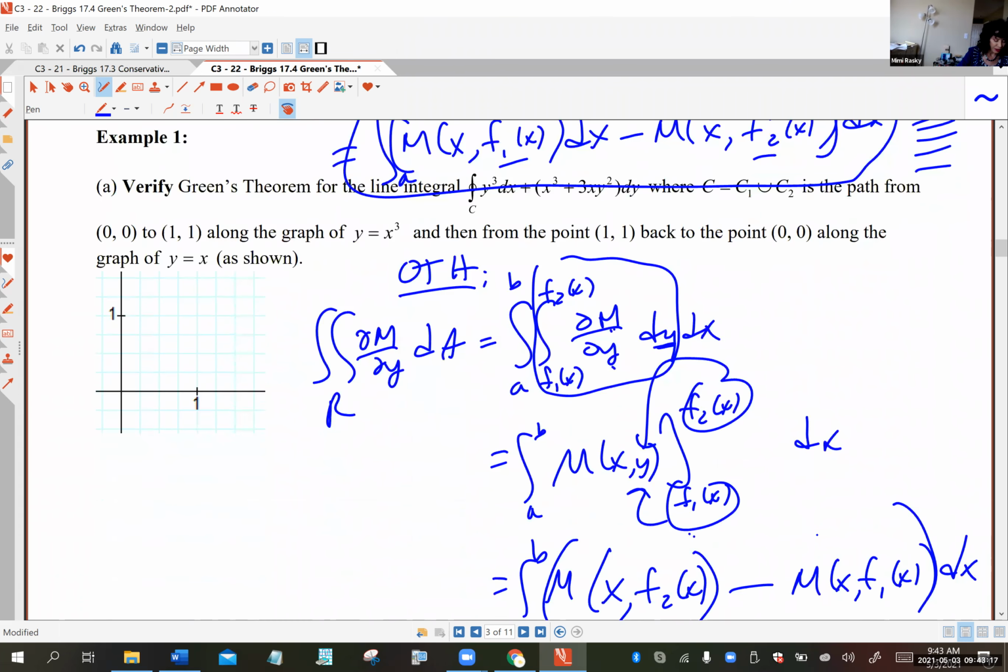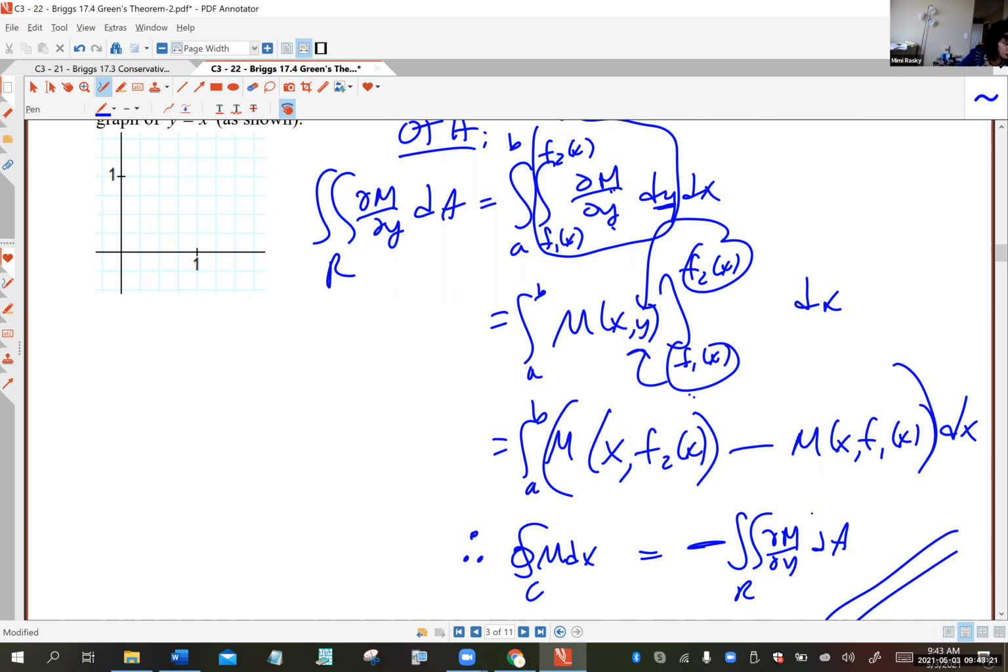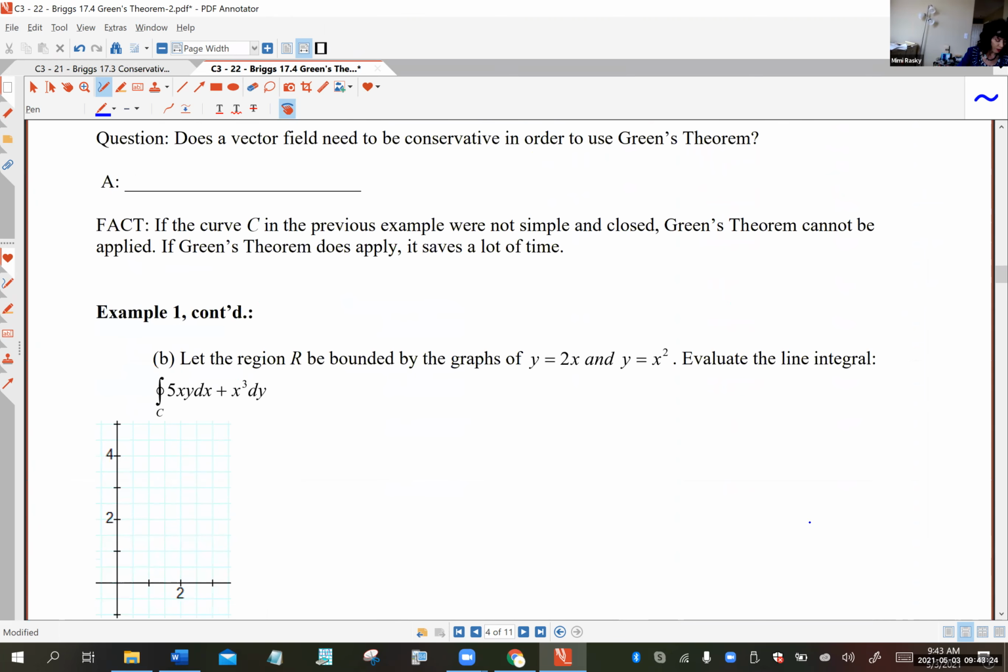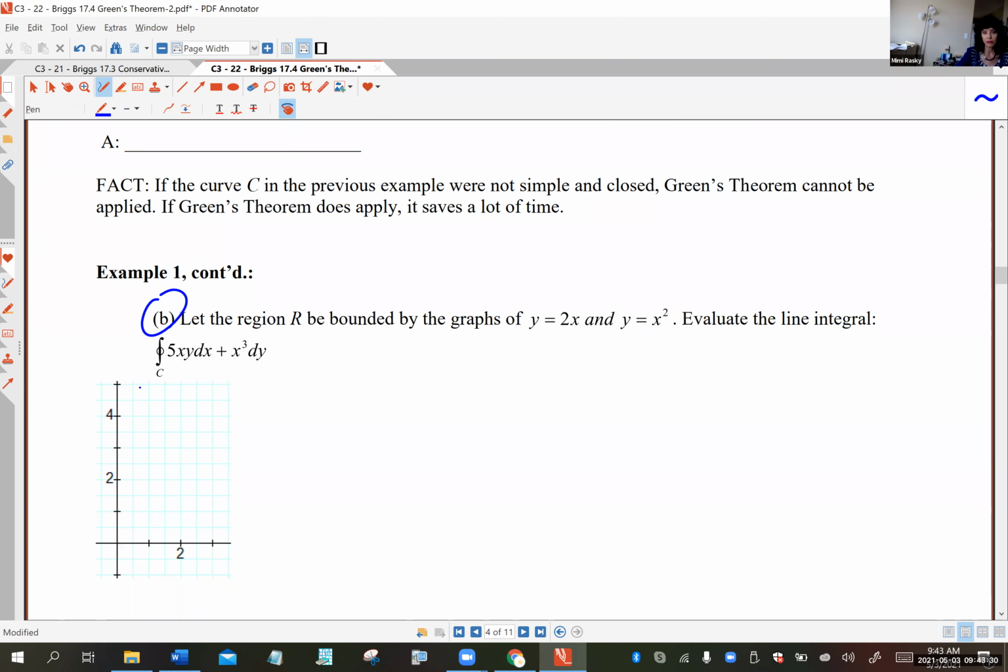And instead of doing a verify, let's go do example B over here first, and then I'll do A next time. I'll do B and then I'll cut you loose. I know everybody's kind of tired. I know, I'm tired. So let's say you're given a region R, and it's bounded by y equals 2x.